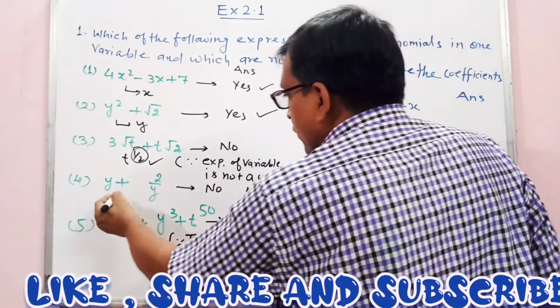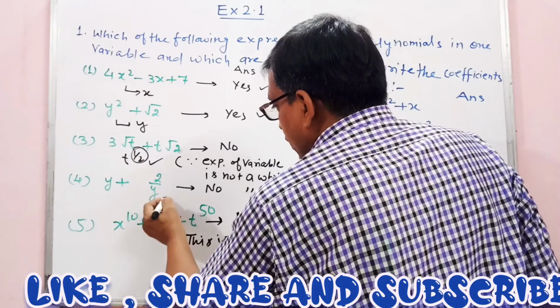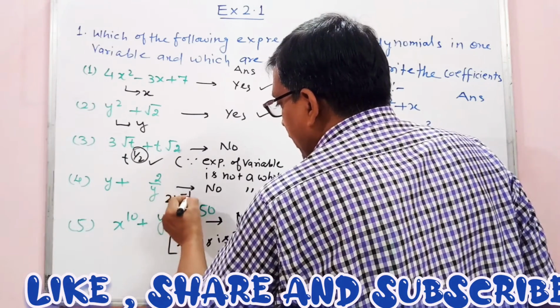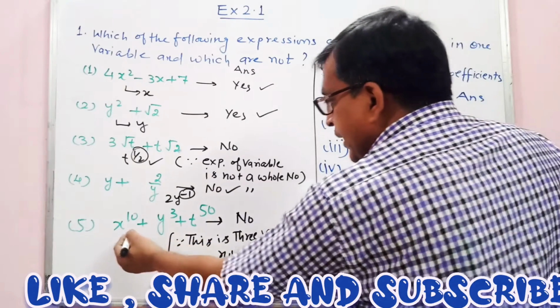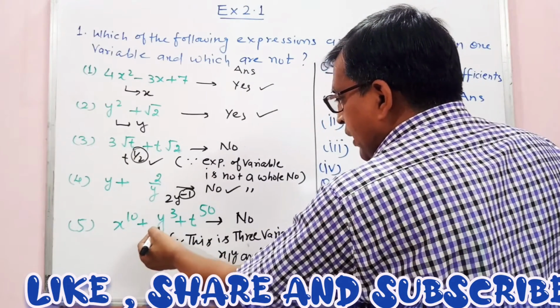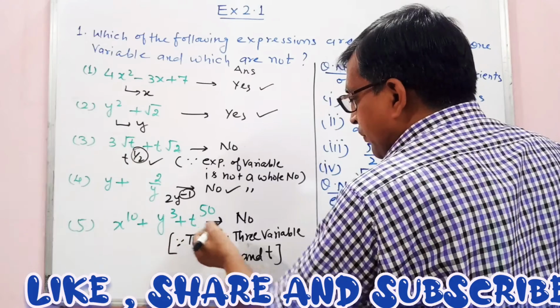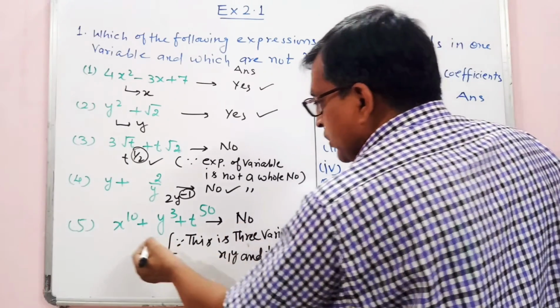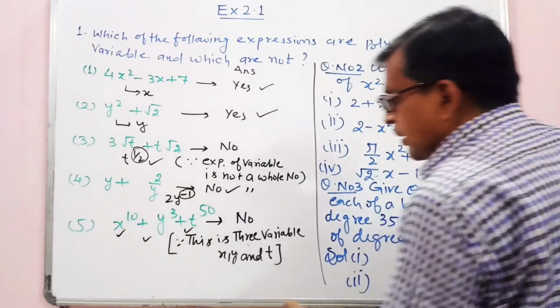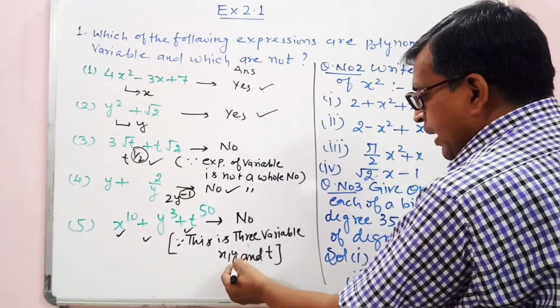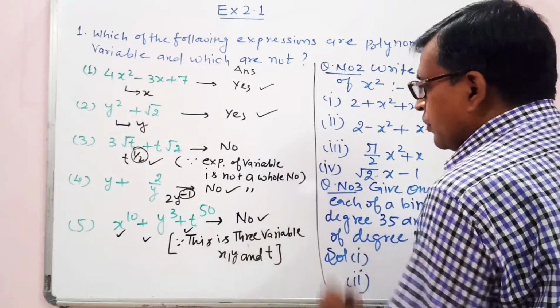Okay, now you see y plus 2 upon y. Now when we write y power minus 1, this is not a whole number, then we write down no. Same reason. Now x raised to power 10 plus y raised to power 3 plus t raised to power 50. We write no, because you see there are three variables x, y, t, then we write the answer no.